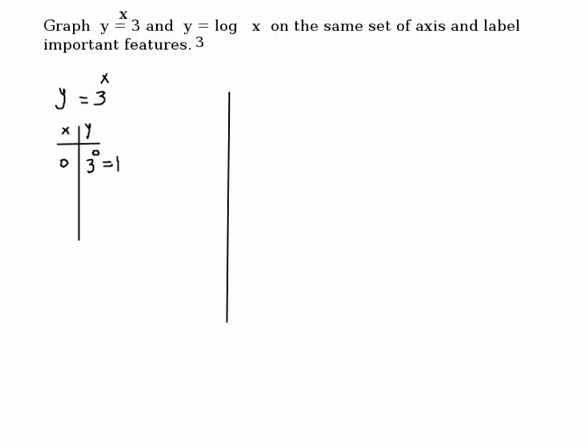So let's locate this point right now. If x is equal to 0, y is equal to 1. So my graph has to pass us through this point here. X equal to 0, y is equal to 1. So let's take a few more points here.